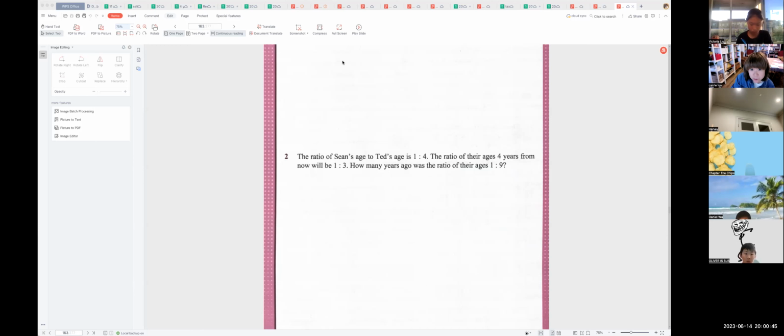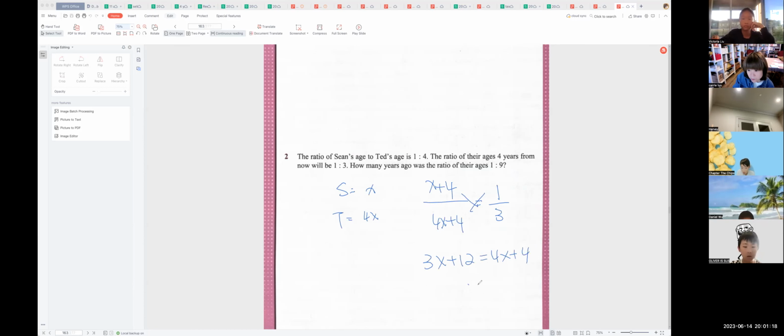So last question, okay? The ratio of Sean's age to Ted's age is 1 to 4. So this one, let me just do that, okay? So Sean's age is x and Ted's age is 4x, correct? The ratio of their age 4 years from now will be 1 to 3. So that means x plus 4 to 4x plus 4 will be 1 over 3. How many years ago was the ratio of their age 1 to 9? So we're going to think about it. What is their age right now first? So 3x plus 12 equals 4x plus 4. So x equals 8.